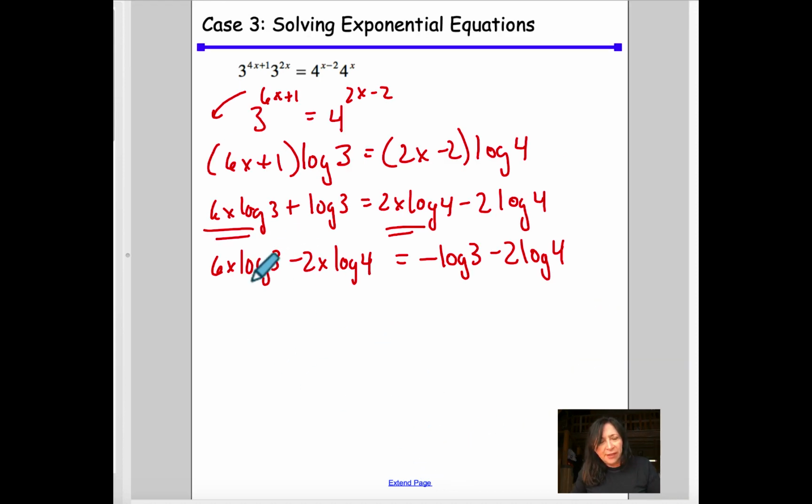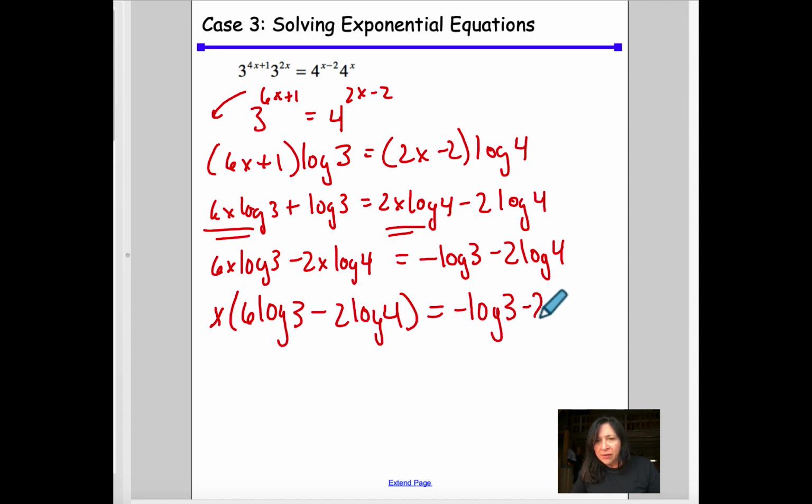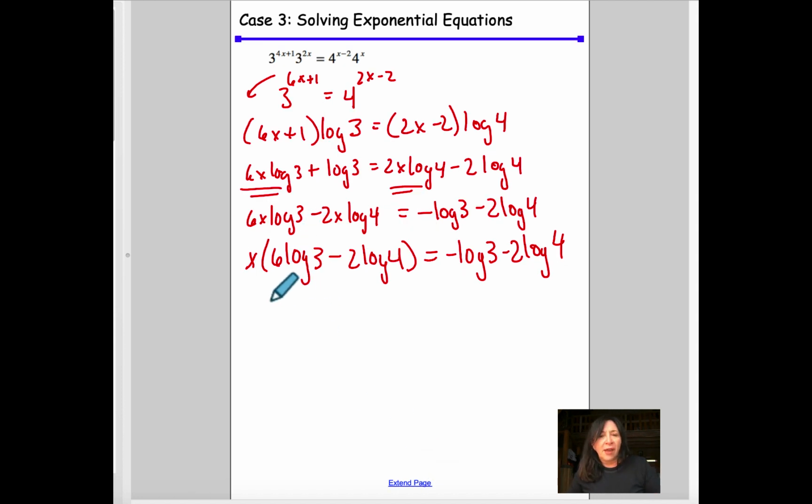I'm going to isolate the x's on the left, and in doing that, I get x times 6 log base 10 of 3 minus 2 log base 10 of 4. And then that equals this over here, negative log 3 minus 2 log base 10 of 4. I'm going to divide both sides by this value right here. So I'm going to get x is equal to the opposite. I'm going to factor out the negative sign and then do that at the same time.